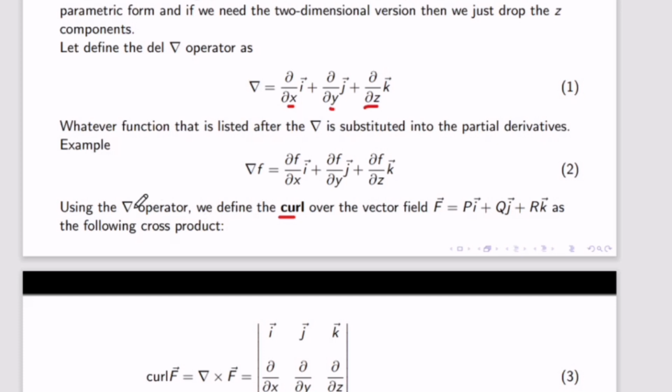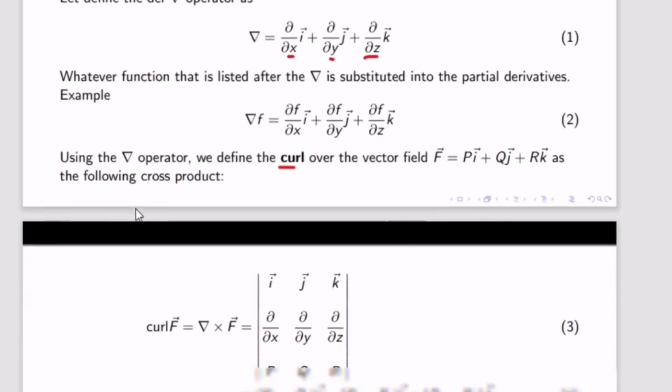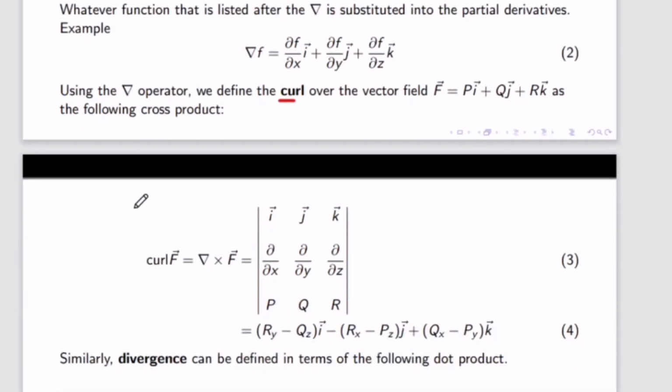Using the del operator, we define the curl of the vector field, which is equal to pi plus qj plus rk, as the following. In this case, it is a product rule. So for you to find the curl of a function, you're going to use the product rule. In the product rule, we have the del operator multiplying the vector field. How do you do it? So now I'm going to explain this. This is the way of finding the curl.